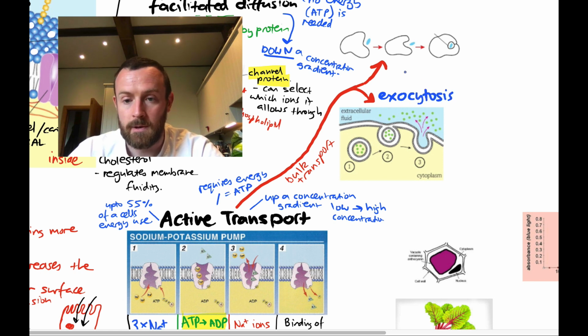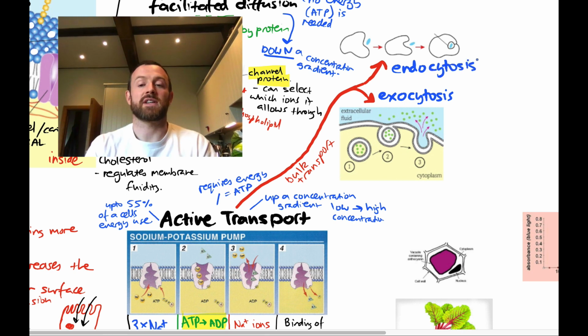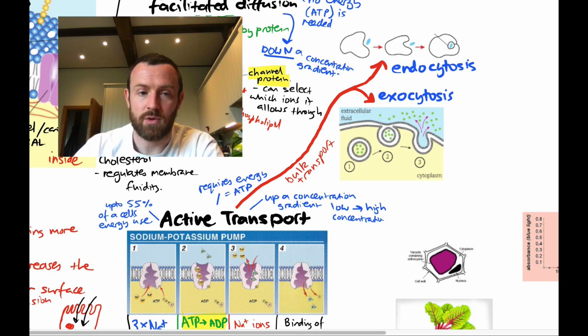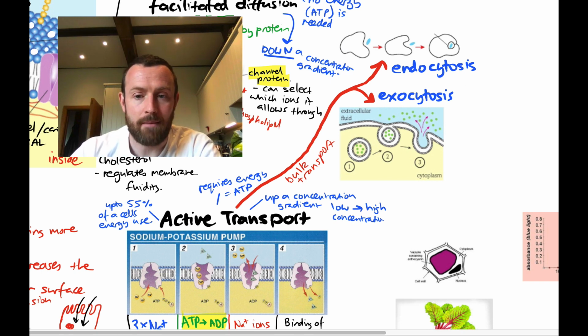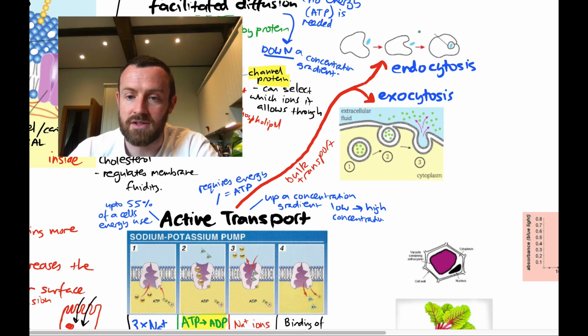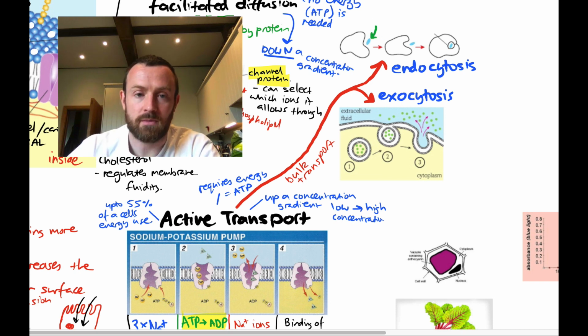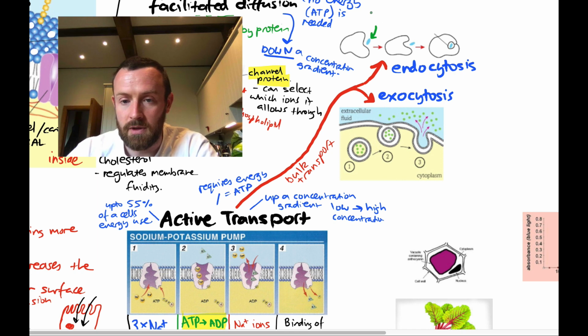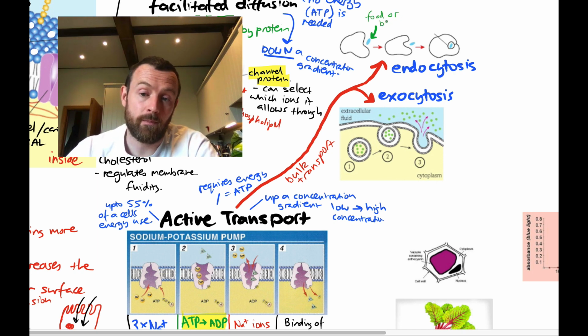exocytosis, and endocytosis takes things into a cell, takes things in bulk quantities into a cell. So let's go into a little bit more depth about exocytosis and endocytosis. So here, this might be a food particle. Oops, I'm going to make that a lot smaller. So that could be a food, or it could be something like a bacterium.